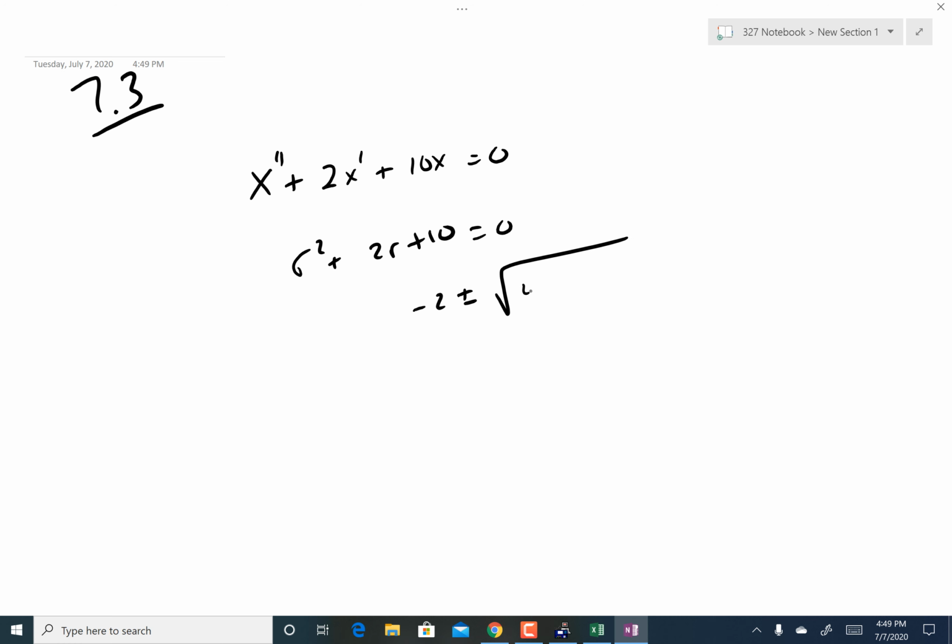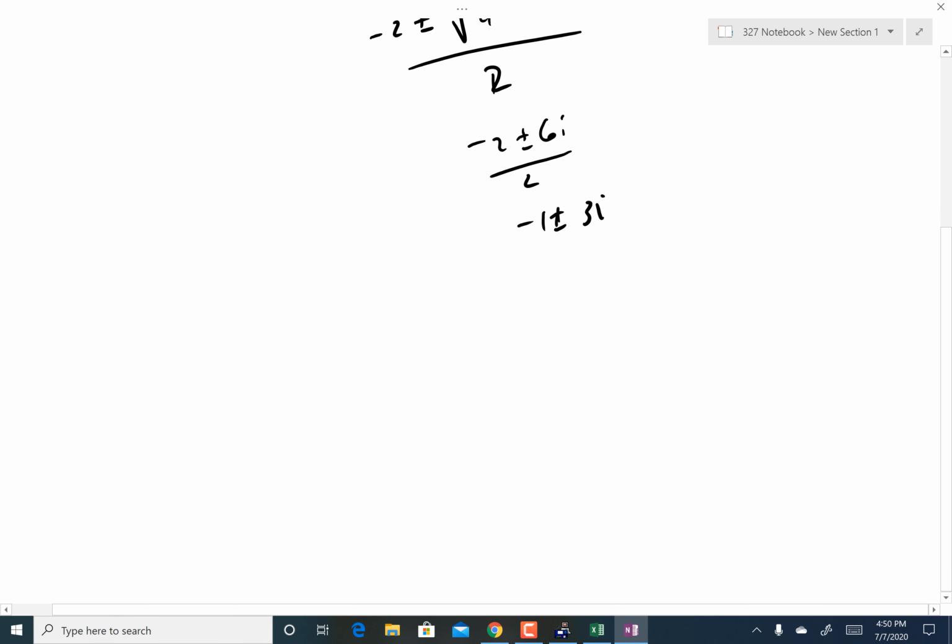Okay, you knew this was coming. We have seen frequently when we get a function that looks like this plus 2x prime plus 10x or something, you're like, oh, okay, I got this, Jay. I believe you do got it. 4 minus 40 over 1, 2. So negative 2 plus or minus, it's 36. So 6i over 2. So negative 1 plus or minus 3i. And you're like, oh no, that's weird. It is weird. It's a little weird.